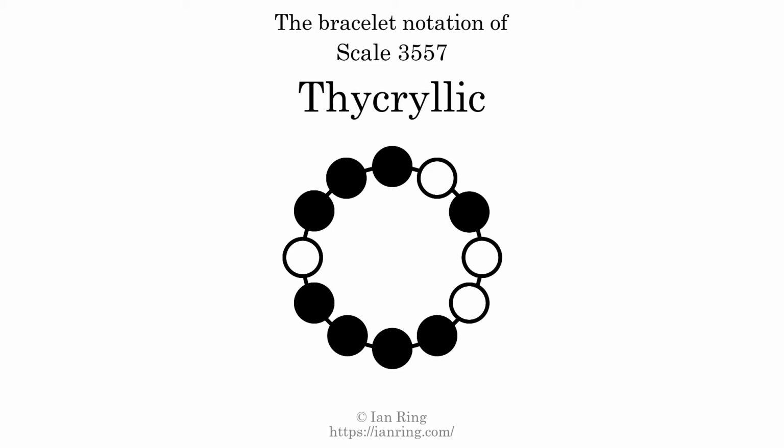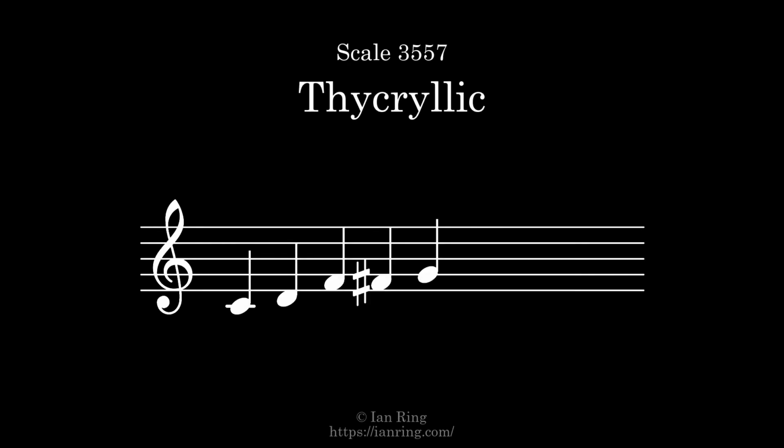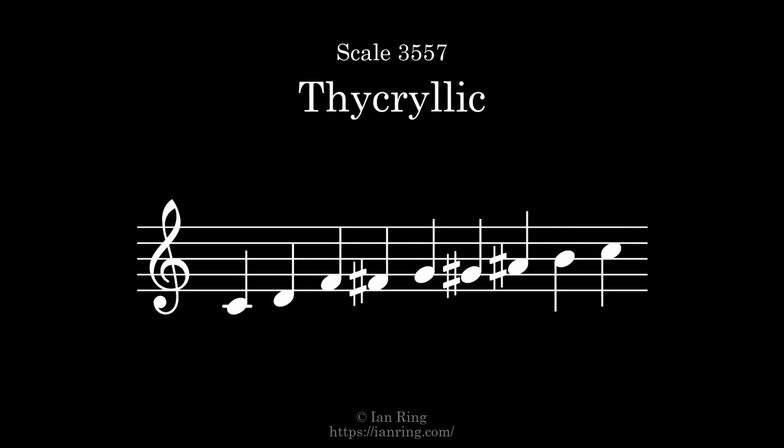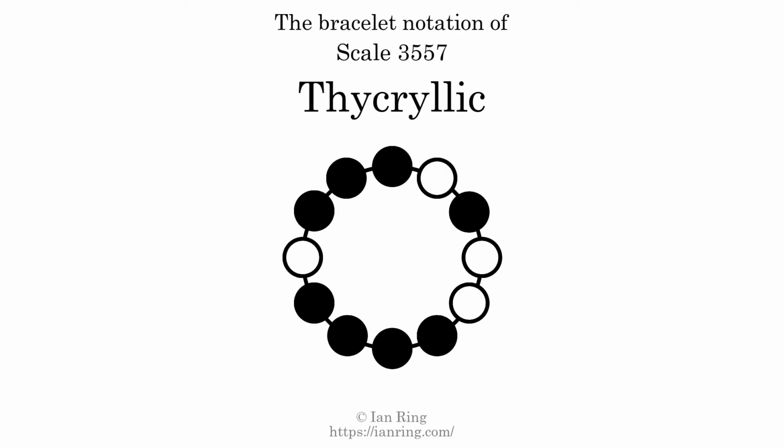3557, Thycryllic, which sounds like this. This scale has 8 tones, which means it is called an octatonic scale. This is a bracelet notation diagram of scale 3557. The shaded circles represent tones that appear in the scale, and they are read clockwise, starting at the top.